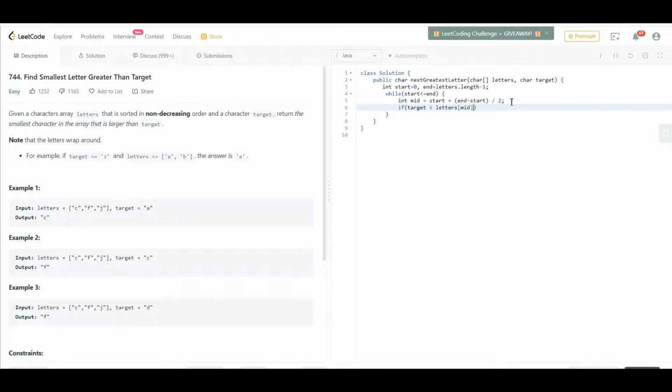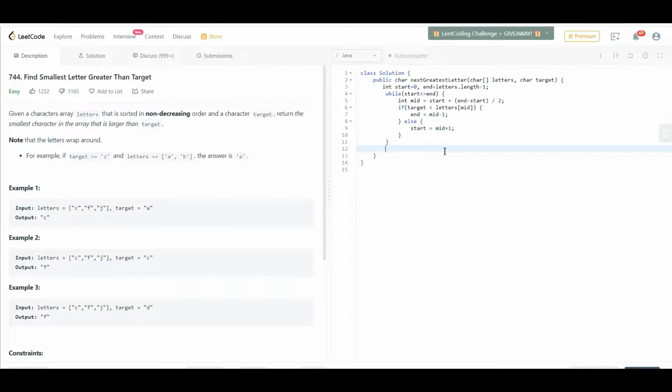If it is less, what we can do is move our end. So our end would be updated from the last position to mid minus 1, because our target is smaller and our end is far away at the end of the array. But if the case is opposite, that is, if our target is greater than letters of mid, then in the else case we have to move our start to mid plus 1, and in the end we can return our element.